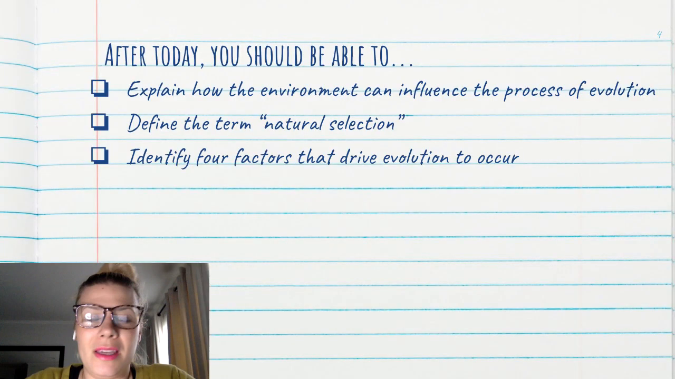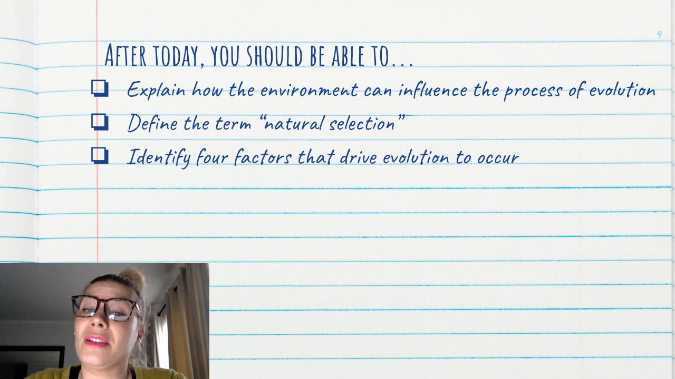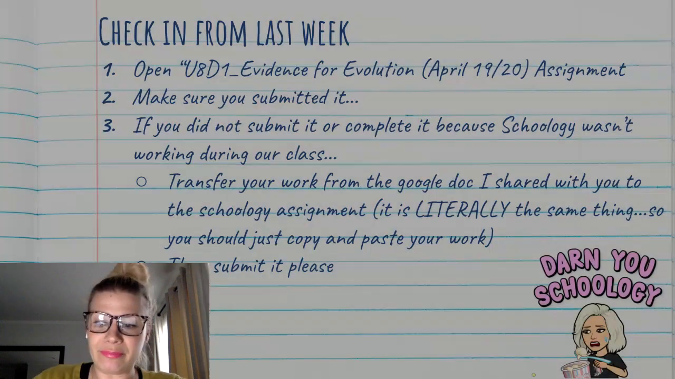So after today, you should be able to explain how the environment can influence this process of evolution, define the term natural selection, and identify four factors that drive natural selection or evolution to occur. Okay, and we'll talk about those four in a minute.